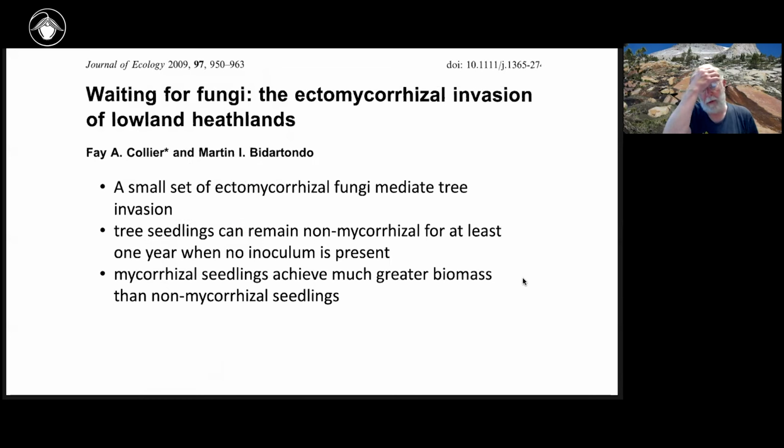And in their conclusion, they were saying that a small set of ectomycorrhizal fungi mediate this tree invasion as a result. And I should emphasize that small set is Suillus. And tree seedlings could remain non-mycorrhizal for at least a year when no inoculum was present, but they didn't grow. And when they become mycorrhizal, they start gaining biomass.